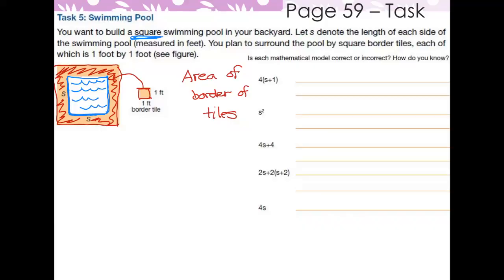Well, when you distribute, what does that give you? Okay. Now, when you look at that border, ooh, that's a good notice. They are the same. Now, but can you look at that picture? How could you figure out the area of that shaded part, which is the border?